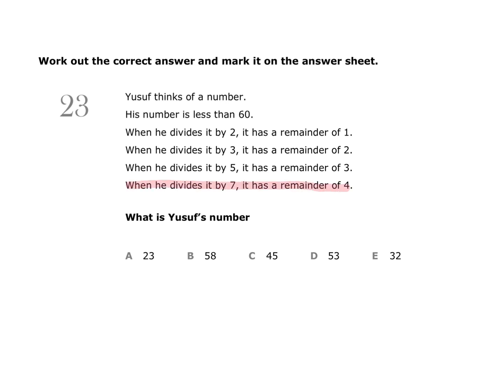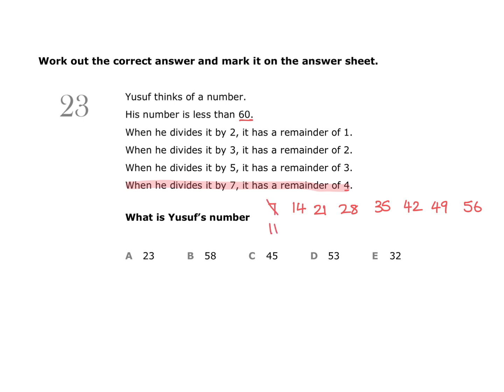When Yusuf divides his number by 7, it has a remainder of 4. So first of all, think about all the multiples of 7 which are lower than 60. This would be 7, then 14, 21, 28, 35, 42, 49 and 56. But those are the multiples of 7, and we know that when Yusuf divides by 7, he has a remainder of 4. So we can now add 4 to each of those values.